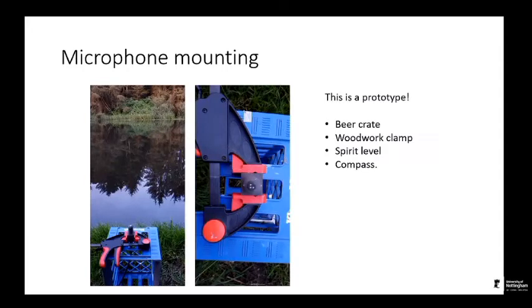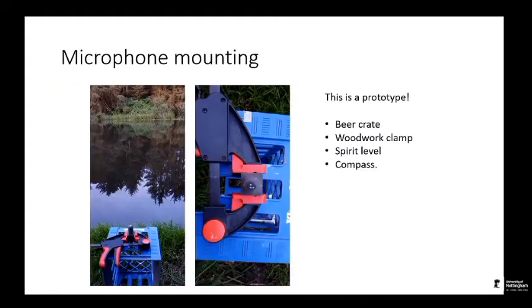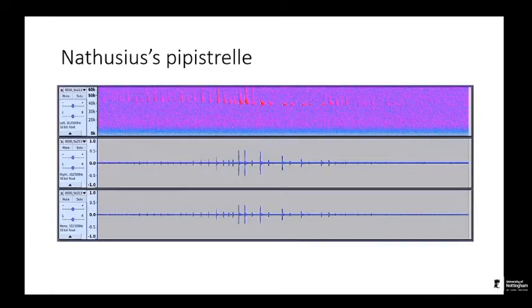I didn't have a very good mount. If you go and look at Elekon's mount, it's a little bit neater than my beer crate and woodwork clamp, but with a spirit level and a compass, I managed to get quite a good alignment. It is a prototype, it's getting better. So let's have a look at some examples.